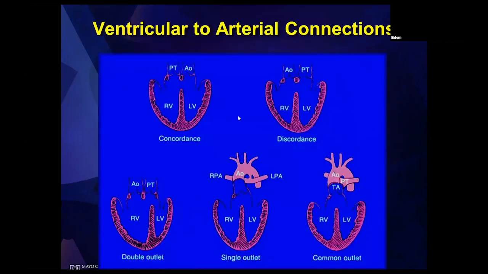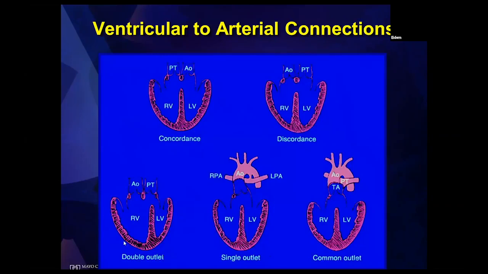Finally, we need to look at how the ventricle connects to the great arteries. In a concordant connection, we have the right ventricle connecting to a pulmonary artery. We have the left ventricle connecting to an aorta. In a discordant connection, we'll have the right ventricle connecting to an aorta. The left ventricle will connect to a pulmonary artery.